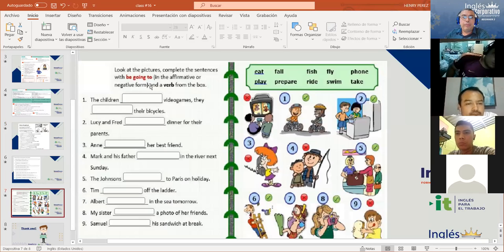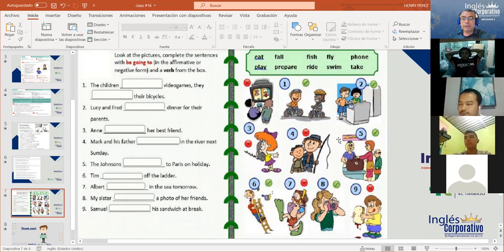We have here, remember, we are using going to. Estamos utilizando el going to. Ninguna oración tiene que estar hecha sin el going to. Lo voy a aclarar ahorita. Okay, let's go to English. Look at the pictures. Complete the sentences with be going to. Be, we are referring to the verb to be. Okay? So do not get confused like be, all right? Ya se lo dije, el verb to be. Going to. In affirmative or negative. And the verb in the box. The verb in the box. Aquí están. Verb in the box.